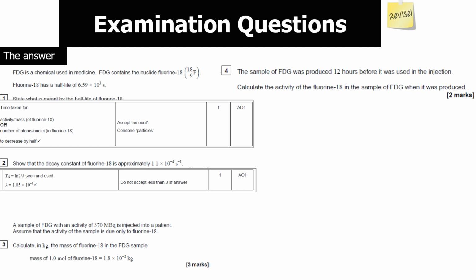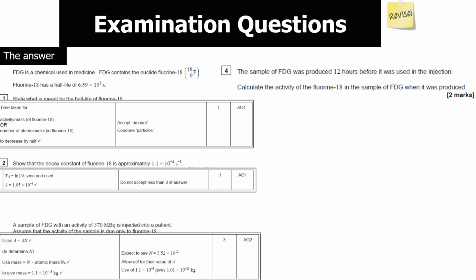Now this next question is a bit more challenging. We've been given the activity, and we know activity is equal to lambda N. In the previous question we worked out lambda, the decay constant, so therefore we can work out N. Remember, 370 megabecquerels for the activity is 370 times 10 to the 6, because that's what mega means. So we can then use that value to work out N, which is 3.52 times 10 to the 12. That's how many particles you have.